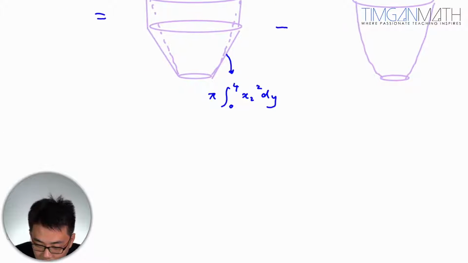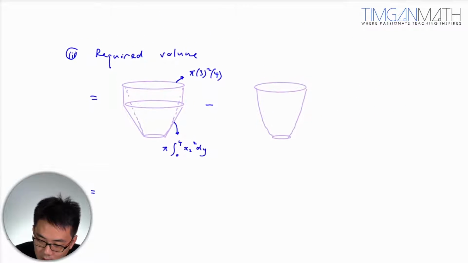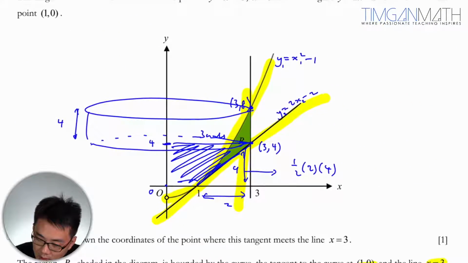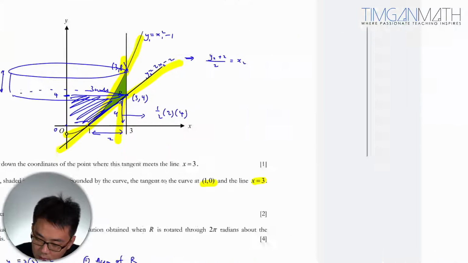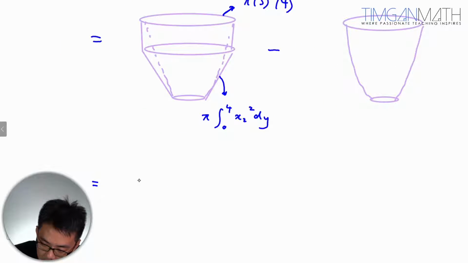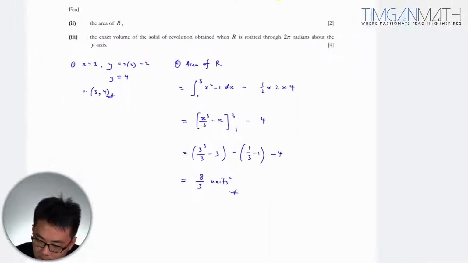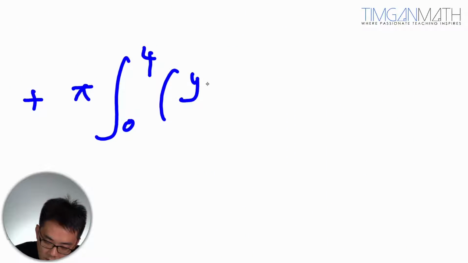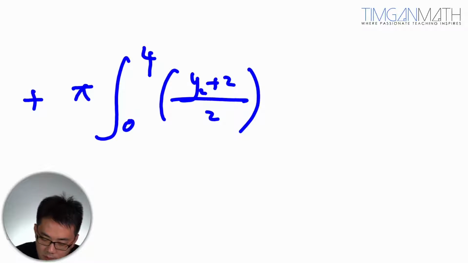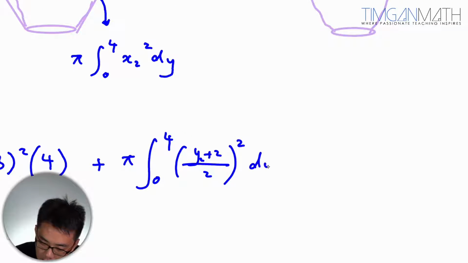So just make sure you understand what is going on here. So the tangent equation will then be x, because it's x, right? X squared is what we need, so it's (y+2)/2 equals x squared. So I'm going to use that. So this would be pi 3 squared times 4 plus pi integral 0 to 4, x squared would just be (y+2)/2, so it's ((y+2)/2) squared dy.